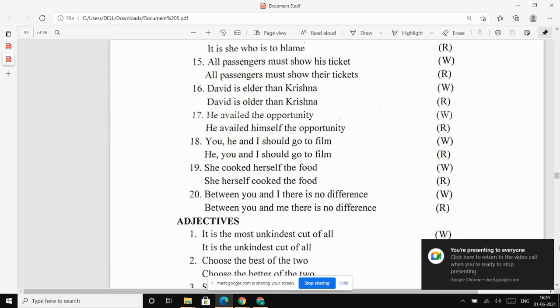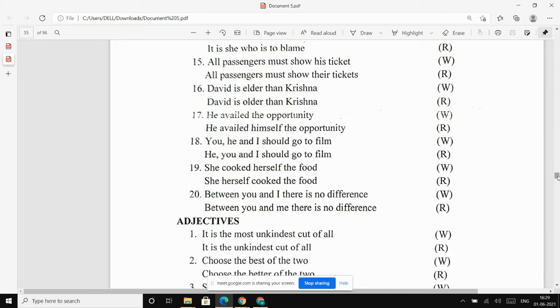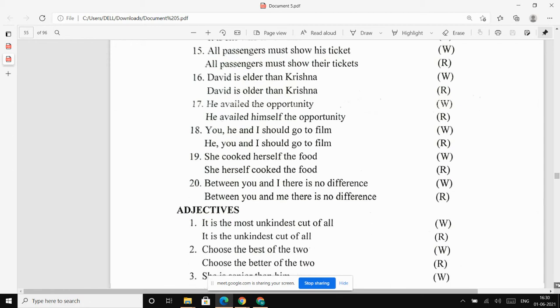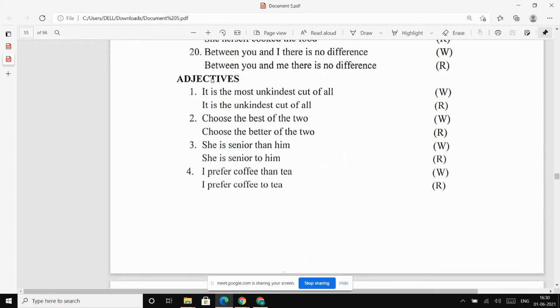Okay, then. Now let us go with the adjectives. The next correction is with the adjectives. So far you looked at the correction with the nouns and the correction with the pronouns. Now let us look at the correction with the adjectives. See here. It is the most unkindest cut of all. So here a double superlative is used. We have to remove one superlative, most. Unkindest itself is the superlative, so there is no need to write the most. So it is the unkindest cut of all.